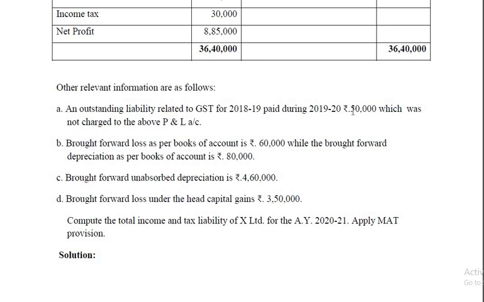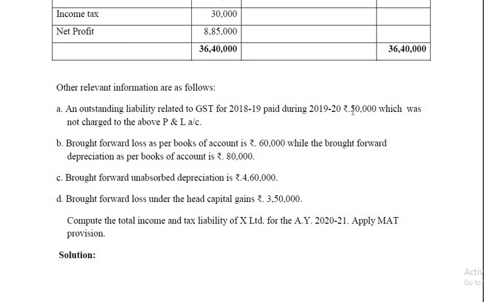Now, that has nothing to do with computing book profit. Brought forward unabsorbed depreciation here means it is for tax purposes, because the books of account figure was given in the previous point. Yes, for accounting purposes it is given. So that is deductible from business income.